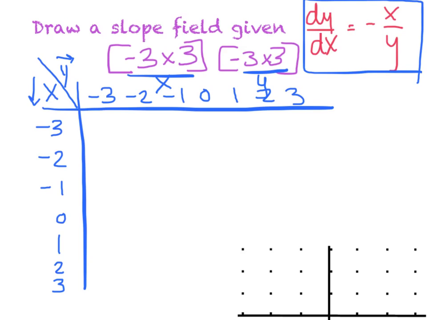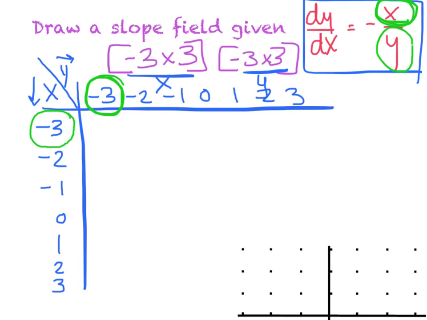And here's what we do. We need to take every point. So if you count these up, this is 7 by 7, so that's 49 values I need to find. And I'm going to start by taking this x value here and putting it in the x in the equation. And I'm going to take this y value here, put it in the y in the equation.